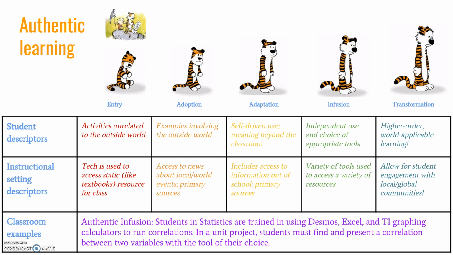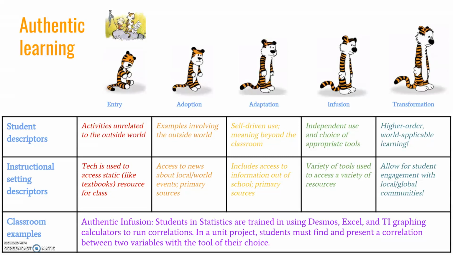At the transformation level now, students are really choosing and pursuing the technology that supports what they want to do, and they also have the opportunity to engage actively, not just passively, with local and global communities. So this might look like not just being able to read resources from around the world, but actually being able to contribute to that community.